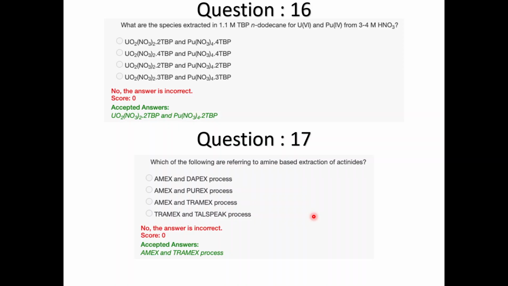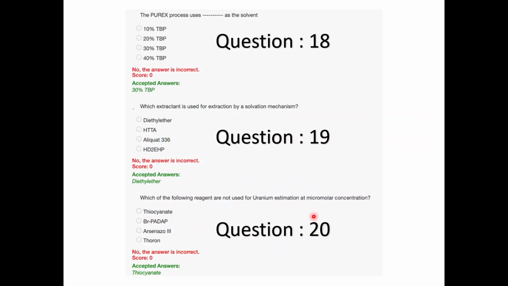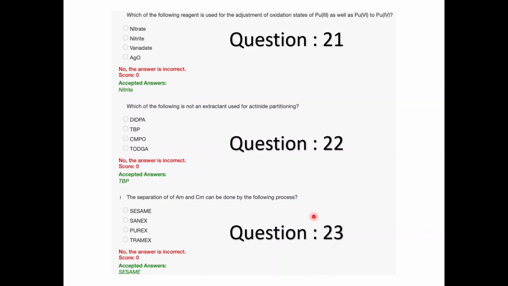Which of the following are referring to amine based extraction of actinides? TRAMEX and TERA process. The PUREX process uses dash as a solvent, 30% TBP. Which extractant is used for extraction by a solvation mechanism? Diethyl ether. Which of the following reagents are not used for uranium estimation at micromolar concentration? Thiocyanate. Which of the following reagents is used for adjustment of oxidation state of Pu3+ as well as Pu6+ to Pu4+? The answer is nitrite.